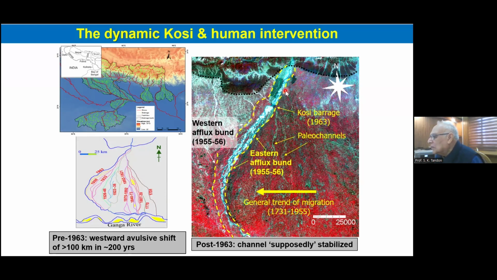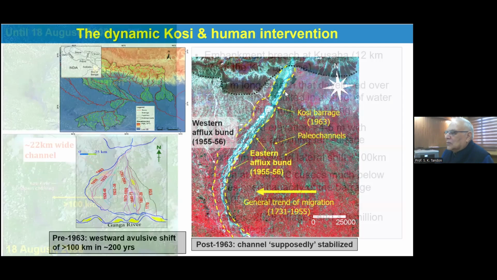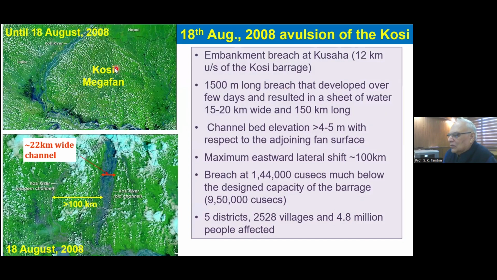And 12 kilometers upstream of this, there was this huge disaster, the breach of the embankment. This was the Kosi mega fan, essentially. And until 18th August 2008, this is where the channel was flowing. And then it jumped 100 kilometers across it. It just moved out, right? Why did it move out?